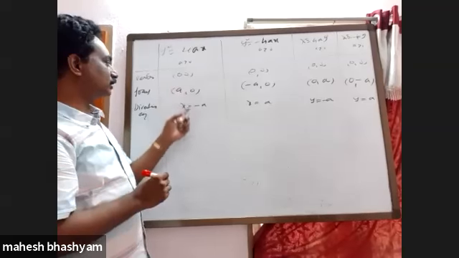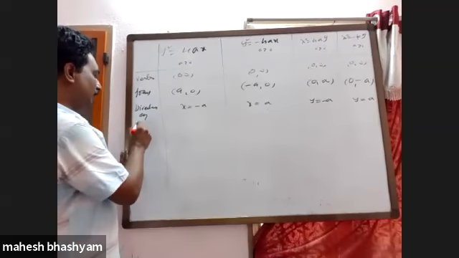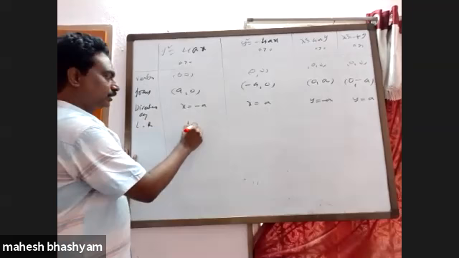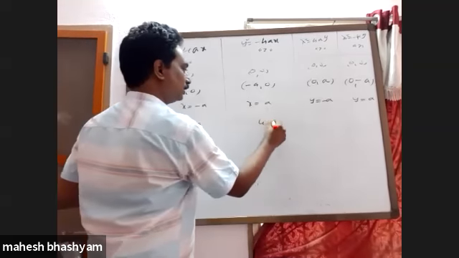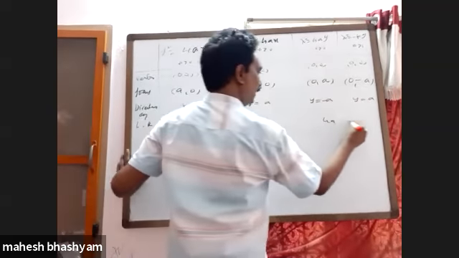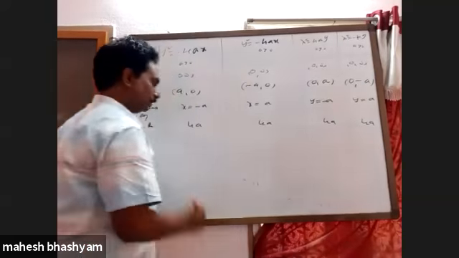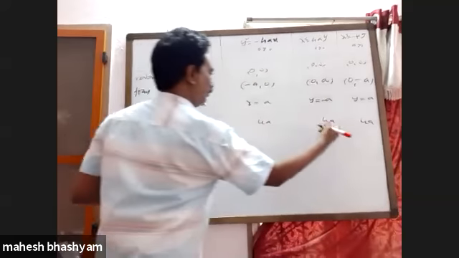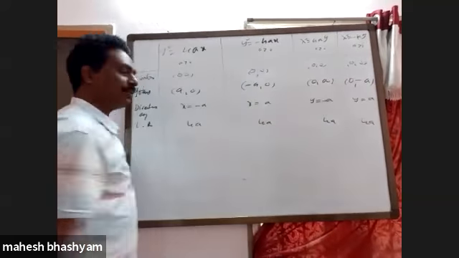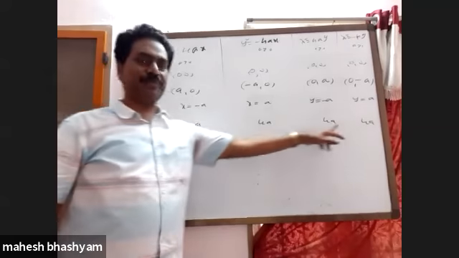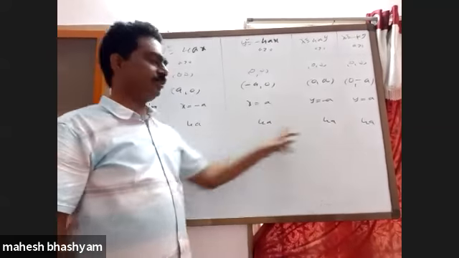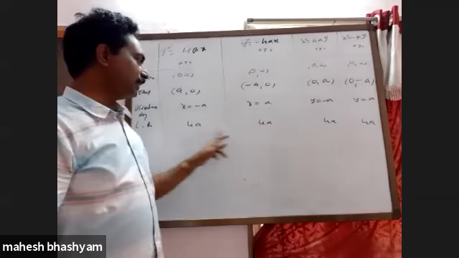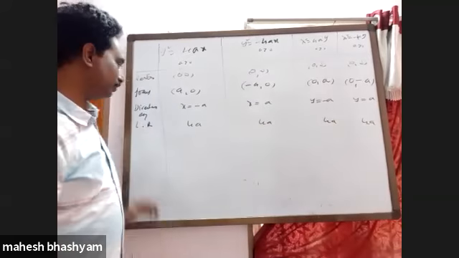Vertex, focus, directrix. Length of latus rectum: here it is 4a, here also 4a, here also 4a when a is positive. So when the length of the latus rectum is the same, then the parabolas are said to be equal parabolas.